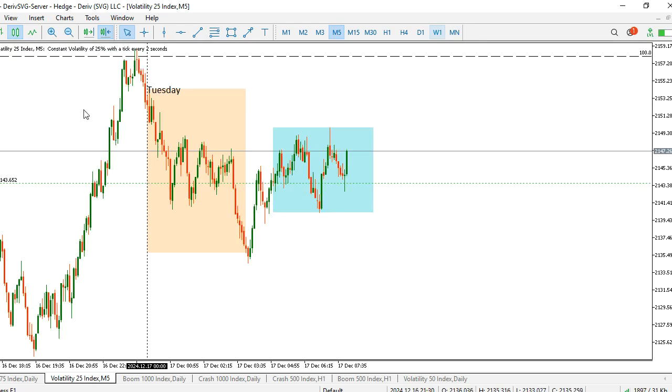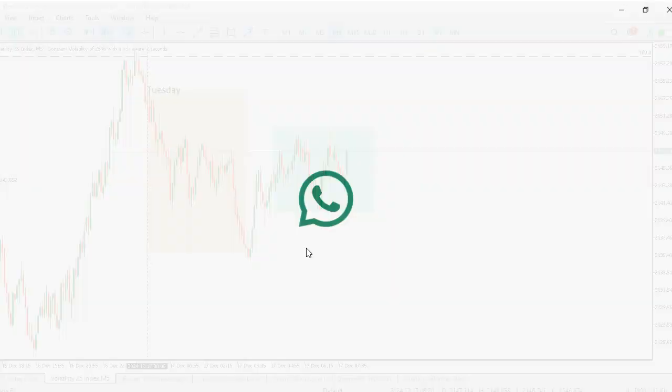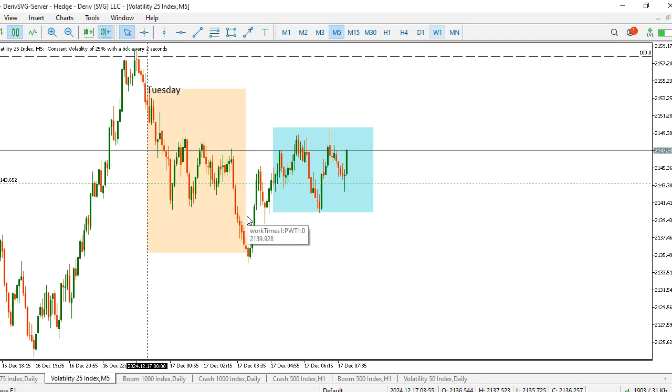In my bread and butter strategy, just like I have said, there are things that I consider. It's just a simple strategy you can use to flip your account. No matter how, you can always trade it and you will be profitable.